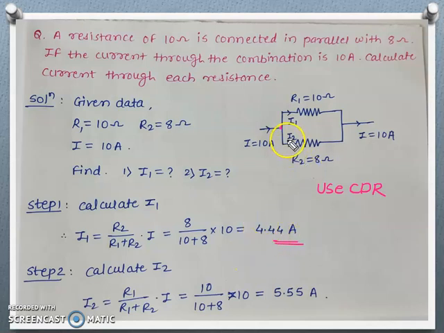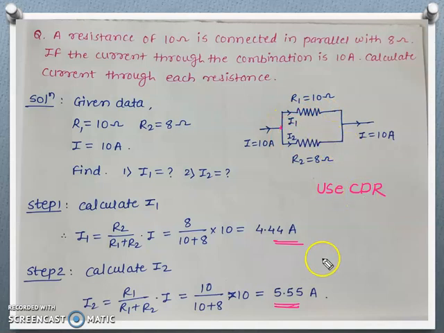Now let's calculate current I2. I2 is flowing through R2, so take the opposite resistance, which is R1, 10 ohm. So I2 is equal to R1 divided by R1 plus R2, into I. So 10 divided by 10 plus 8, into 10, we will get the value 5.55 ampere. In this way, with the help of CDR, we can calculate the current flowing through each branch.